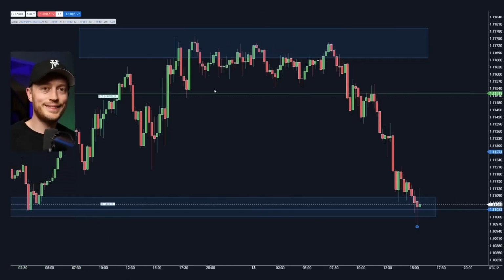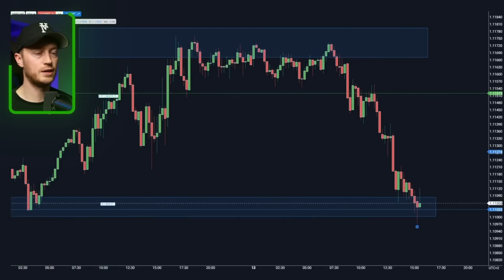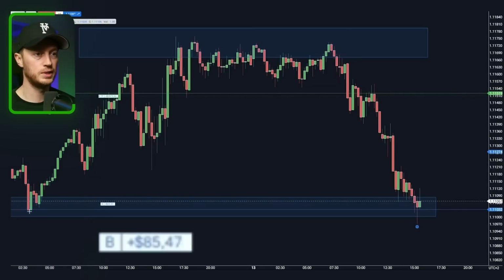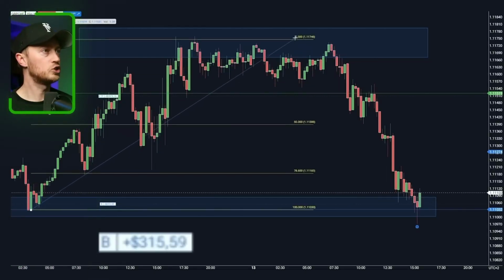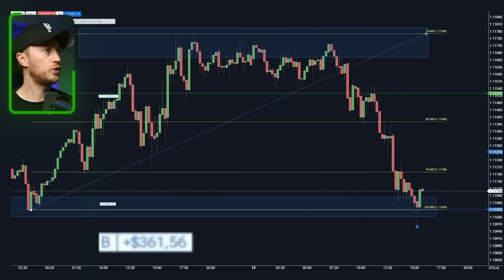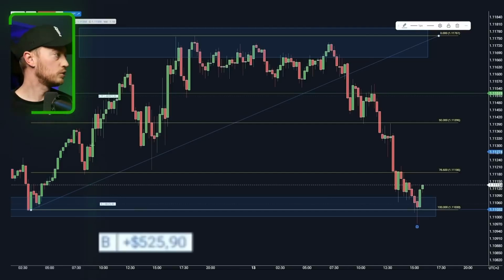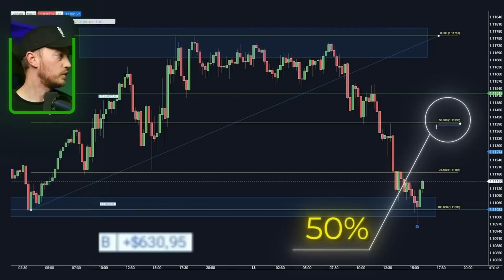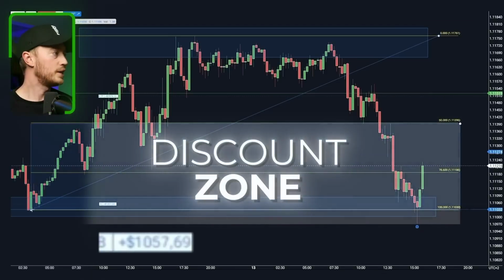Now, the second thing I want to do is enter at the discount zone. So how can I find that discount zone? Just take your Fibonacci retracement, take it from the bottom of the move, the bottom of that swing low, all the way to the swing high right here. Pull that across like this so it's easy to see. And what you want to be doing is entering your trade anywhere below this 50% line. That is your discount zone.